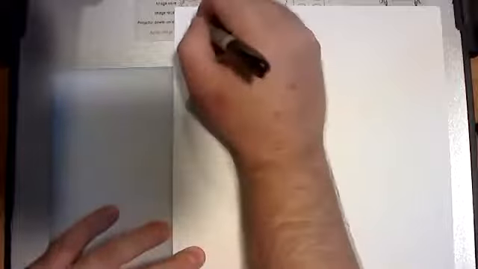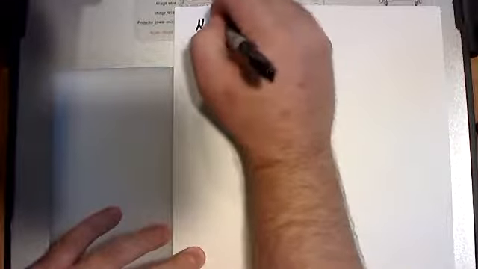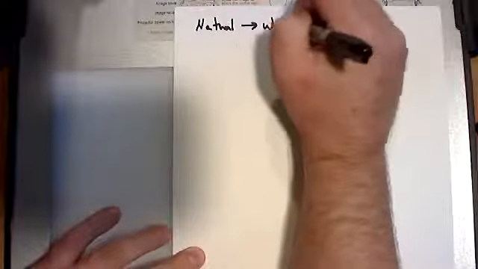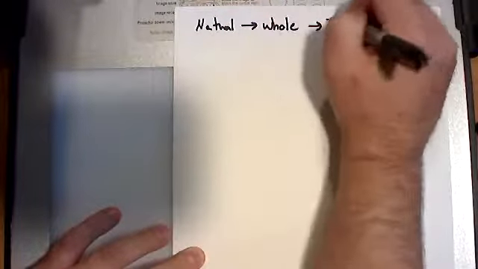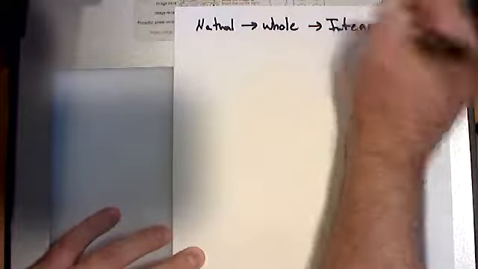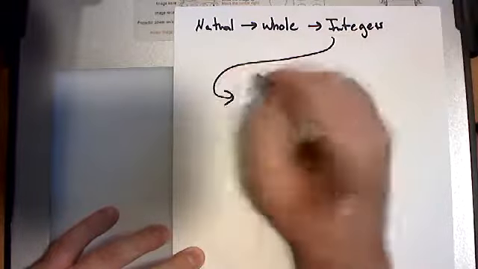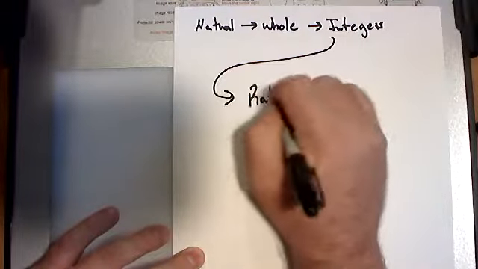The next one is unfortunately where it gets a little bit tricky. The next one is the rational numbers. So let me list out what we've talked about already, not the whole thing again, but just a brief list. Natural, then we had whole, then we had integers. Now we're moving into rational numbers.